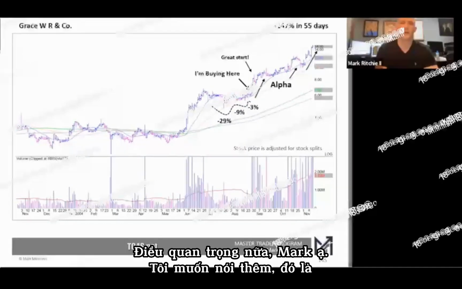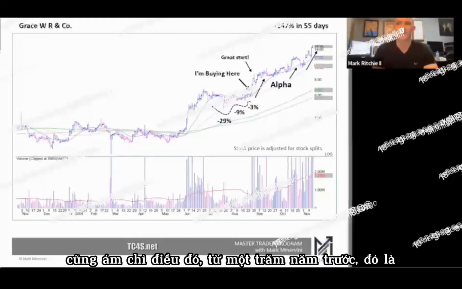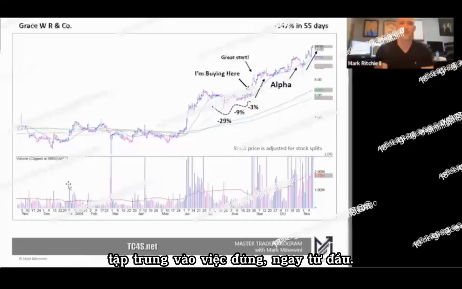Another golden nugget there, Mark, and I just want to add that I think that's also another timeless principle, because even Livermore alluded to that 100 years ago, the same idea of focusing on being right away.